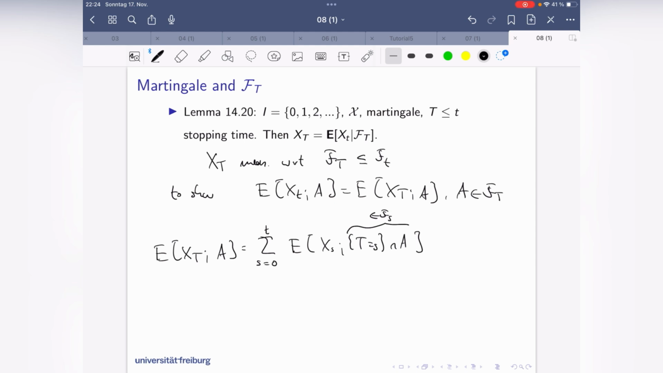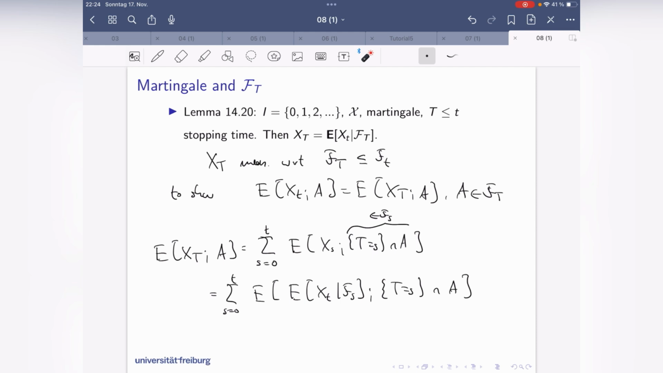That's in F_s, yes. And I can use again the defining property of the conditional expectation, and instead of X_s, write the expectation of X_t given F_s. By the way, I'm only using here the martingale property in this step, T equals s intersected with A. And now I'm using the property of the conditional expectation, that this thing here has the unique property that I can replace the whole thing by X_t.